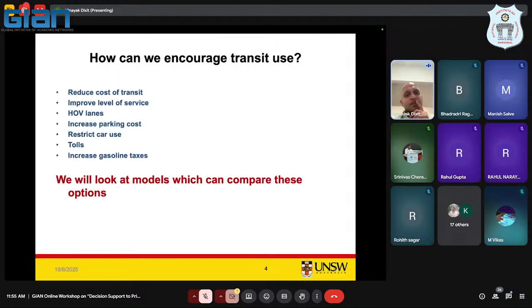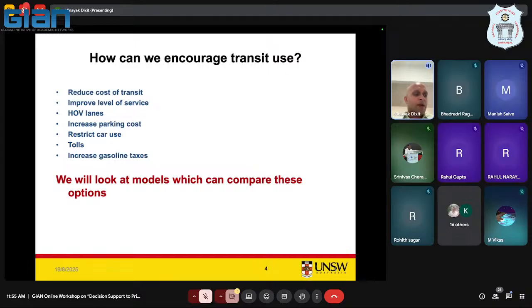So one of the questions that you always hear is how can we encourage transit use, right? Because one of the big things that happens is we all experience a lot of traffic congestion when we are driving or moving around the network. So there's always a policy question about trying to increase transit use. So how can you improve it?